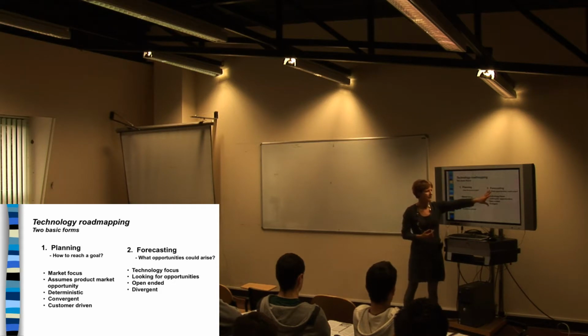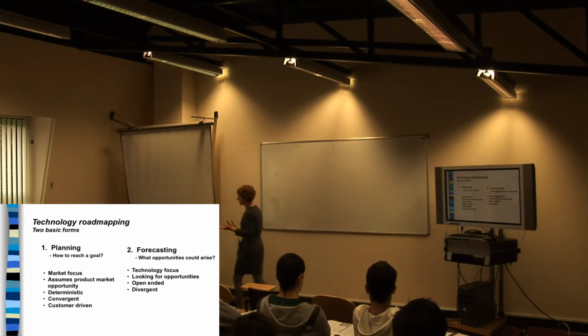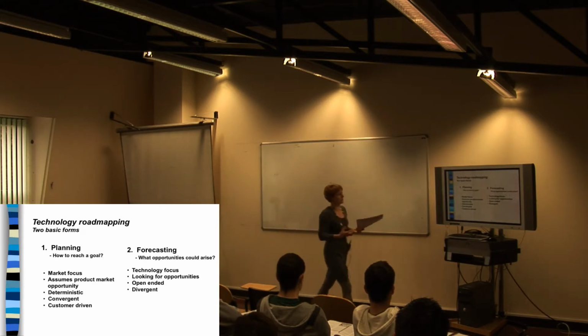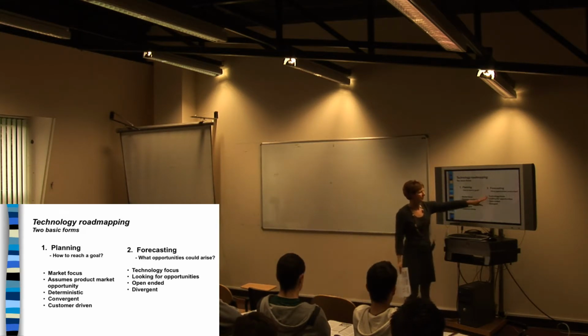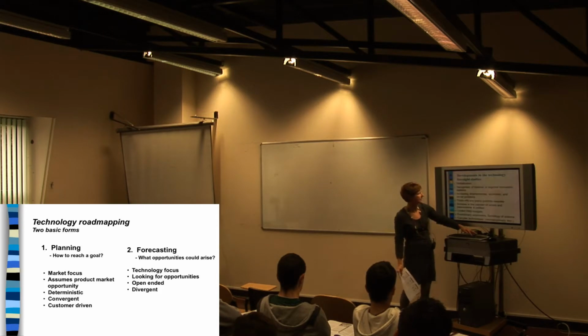On the other hand, another thing that companies need to do is to look at technology forecasting. Where are things going that are different? What are we going to do that's entirely different, that's looking at things in different ways? Much more of a technology focus, much more about looking at opportunities, and open-ended, and divergent in that the more you find out, the more you realise you don't know. So those are divergent type problems that are much bigger and kind of blue skies type problems.